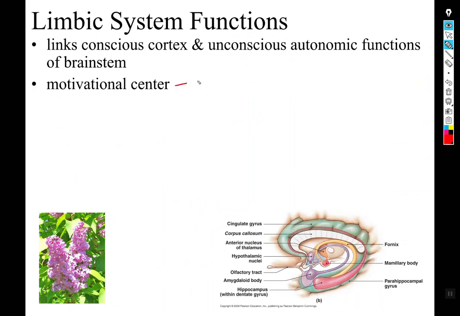So, do the thing. Think about a time when you were sitting on the couch or lazily sitting around and you were trying to work up the motivation to begin a task, say studying for this class. Parts of your limbic system are involved in getting you from having that thought to actually executing it. So that's what I mean when I say do the thing and motivational center.